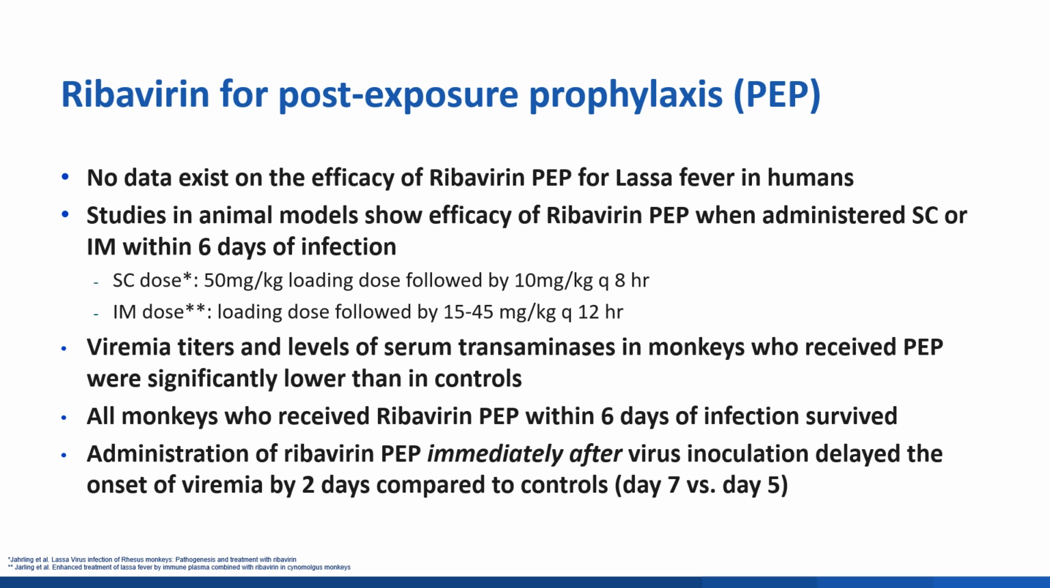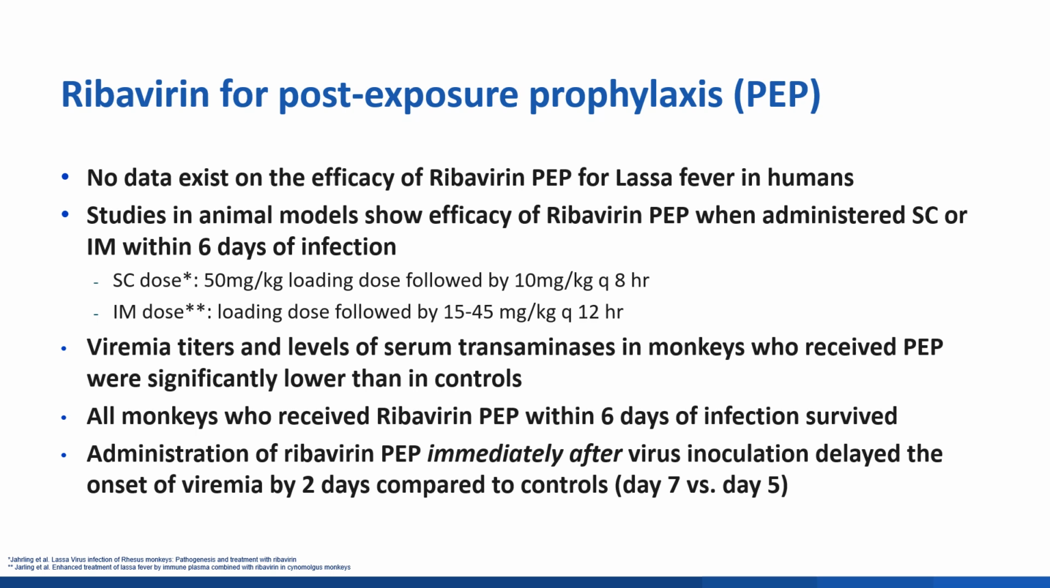However, studies of ribavirin PEP in animal models for LF have shown efficacy when administered within 6 days of infection. One study found that subcutaneous ribavirin protected rhesus monkeys from fatal LF when started up to 5 days after infection.